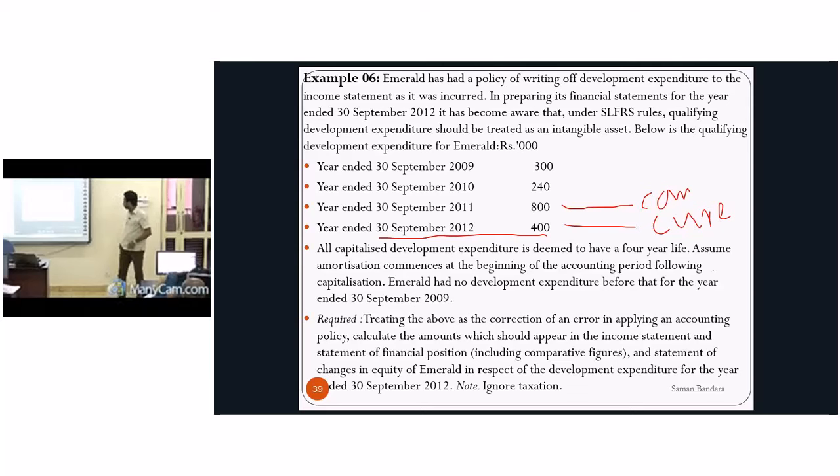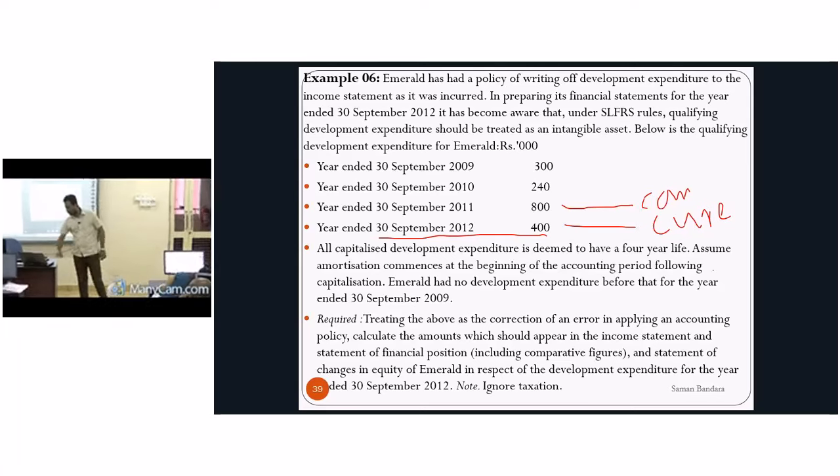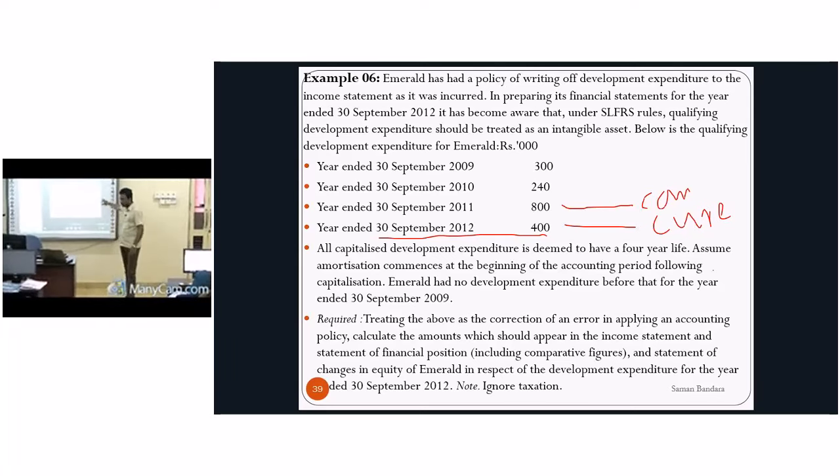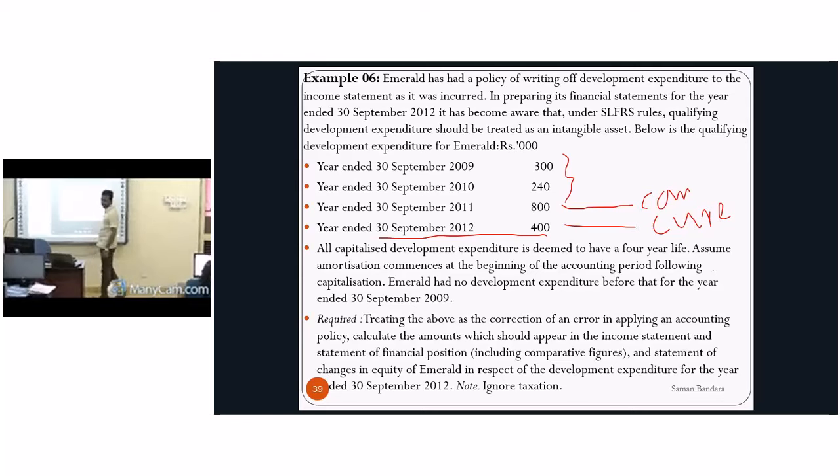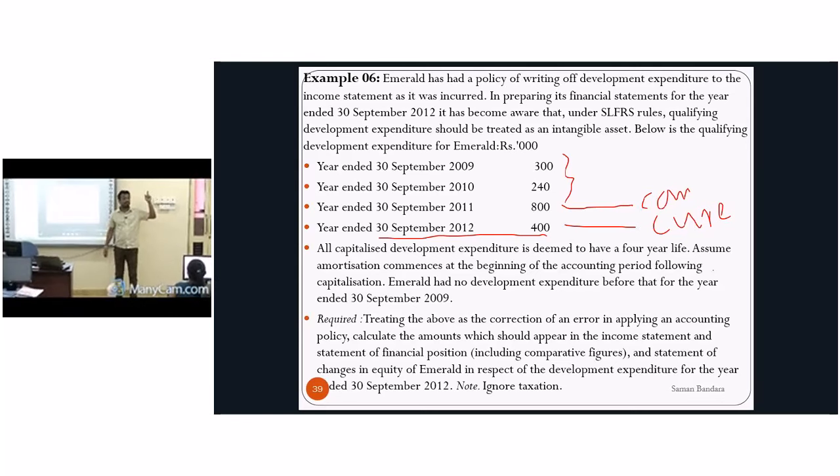Right. Now, how do you adjust this? What's the total impact of this as at this date? How much is it? Already you have recognized this as an expense, this too as an expense. As a result of that, your profit has been undercasted or overcasted.